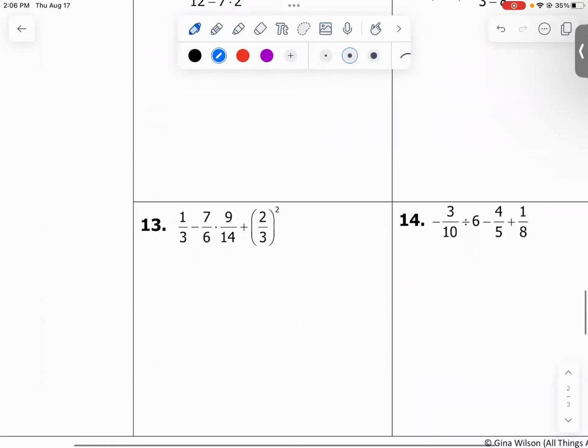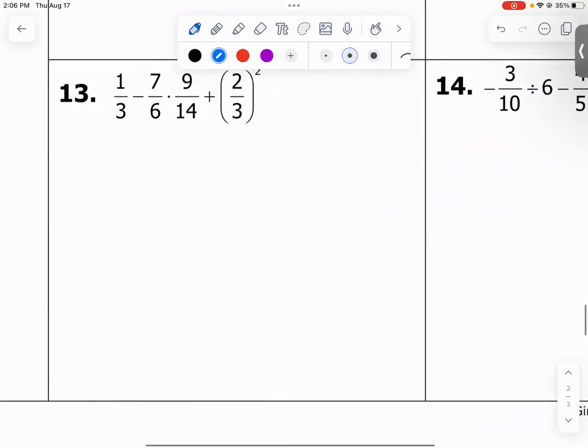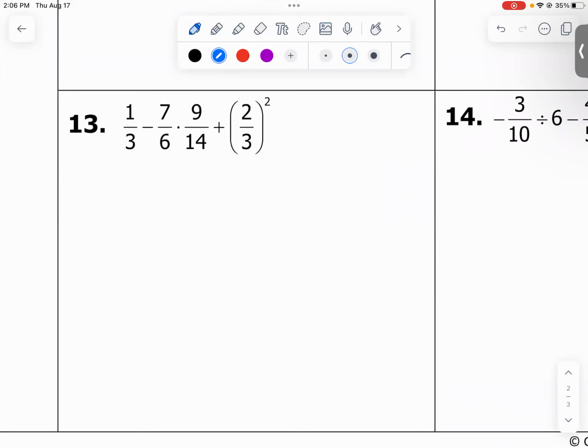All right, so people keep panicking about number 13. Should we go there? It looks pretty easy. All right, let's do it. What would we do first at number 13? The exponents. Inside the parentheses is 2 divided by 3, and there's nothing we can do there. So parentheses isn't our first step.